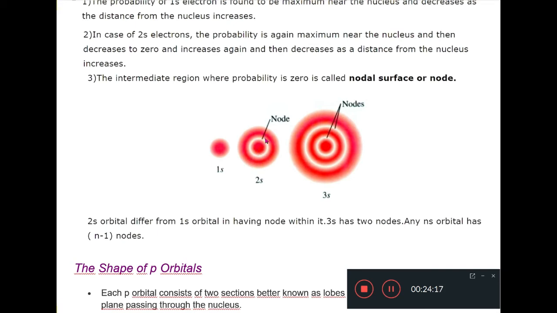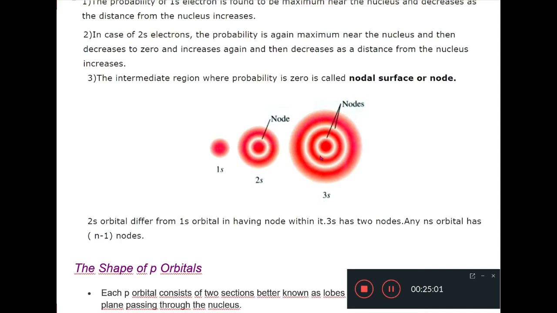So between 1s and 2s there is an empty space, meaning there is no electron in this space. This space is called a node, or we call it a nodal surface. It is the intermediate region where the probability of finding an electron is 0, meaning here you can't find an electron, but in this region you can find an electron. In this red region outside also you can find an electron. Where you find an electron is called an orbital, but between these 2 shells, the white region, here you cannot find an electron. So this region is called a node or nodal surface.